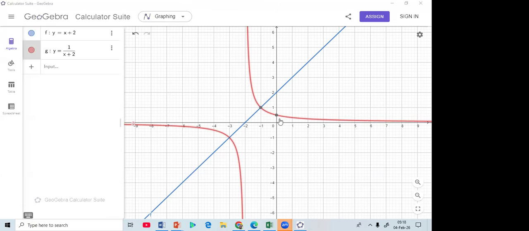Okay, thank you. Yes. Now, the first one is what we call a linear function. The second one, we call it a rational function. Gilbert. Okay.